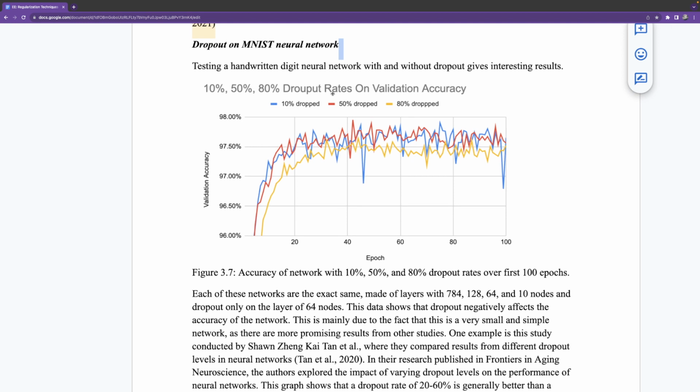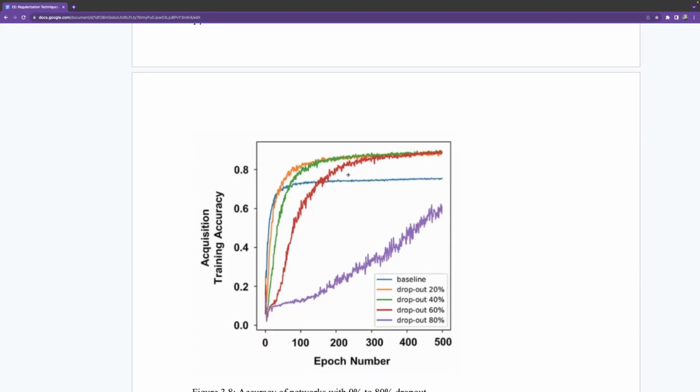So this is just an example of 10, 50, and 80% dropout. 80% dropout affected it negatively, but this is mostly because this is only 100 epochs, and this is a super simple neural network that is just used to classify handwritten digits. So it's not the ideal situation for dropout. But there have been papers that show stuff like this.